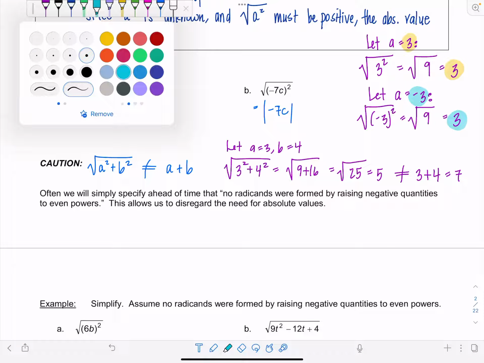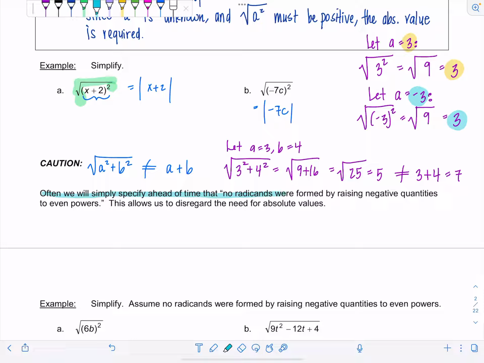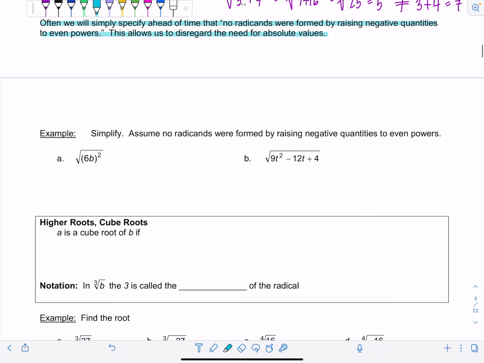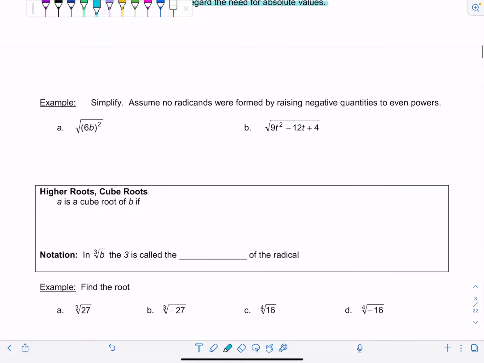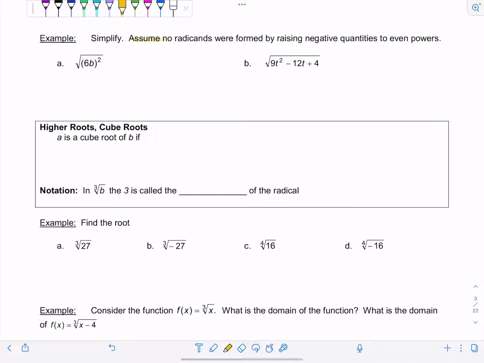Now, like I mentioned earlier, often we're going to specify ahead of time that no radicands were formed by raising negative quantities to even powers, and then this allows us to disregard the need for absolute values. Okay? So basically, don't stress. You can just cancel everything out and not put absolute value in your answer. So that's precisely what the next couple exercises say right here. Simplify. Assume no radicands were formed by raising negative quantities to even powers. So in your brain, just think, no absolute value. Hooray, we can relax. So a, the square root of (6b) squared is just going to be 6b.